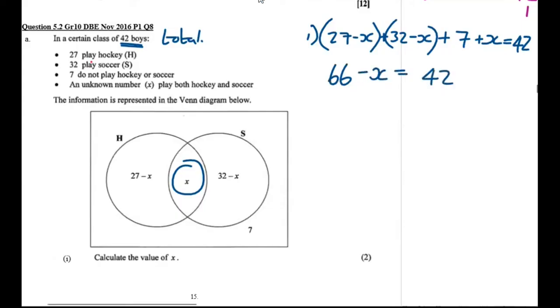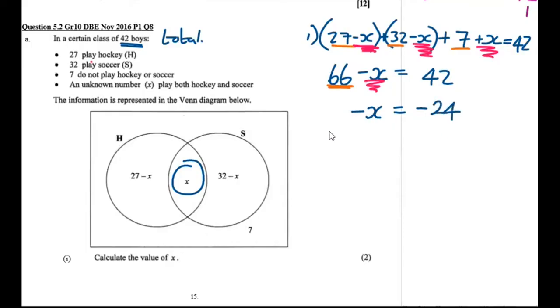Yes. Okay, so that was the 27 plus 32 plus 7. That gives me the 66. And if you go minus X minus X, that gives me the minus 2X. Okay, and then we're going to finish that off. We're going to subtract 66 from 42. So we get negative X is equal to? Negative 24.